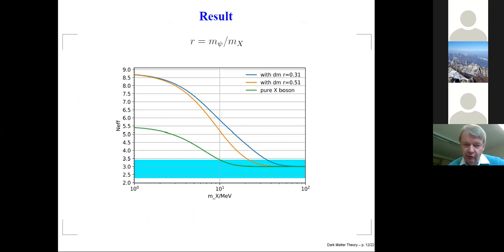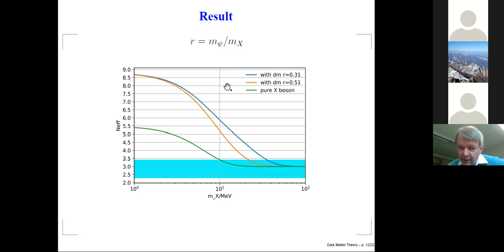So here's the result. The green curve is the contribution to N effective just from the gauge bosons, which decay. And the orange and blue lines also include the contribution from the dark matter particle, for a coupling value such that the relic density is reproduced, for two different values of the dark matter mass. So this little r is the ratio of dark matter mass to gauge boson mass.